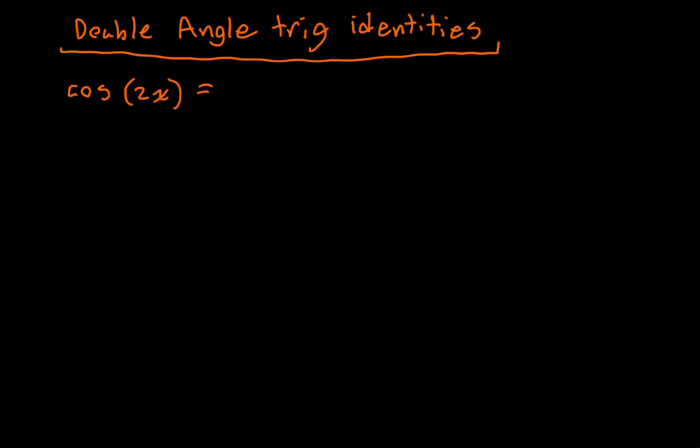Hello. In this video, we're going to be looking at another double angle trig identity. This time we're trying to find the cosine of 2x, or moreover, we're trying to put cosine of 2x in terms of values like cosine of x and sine of x that we already know.